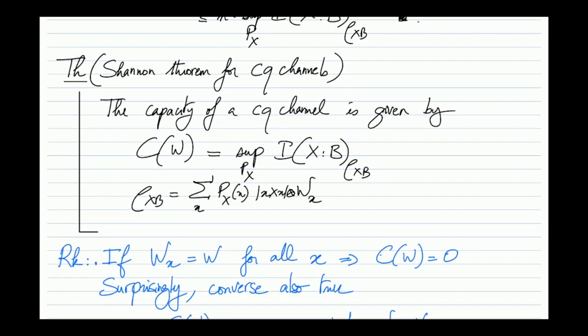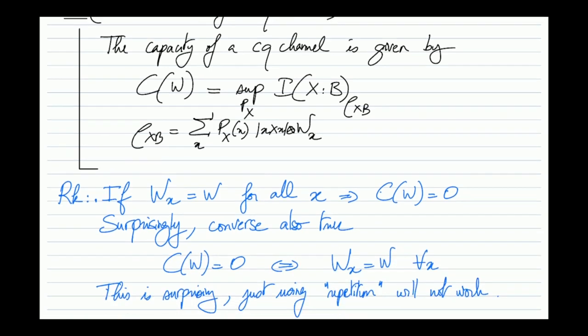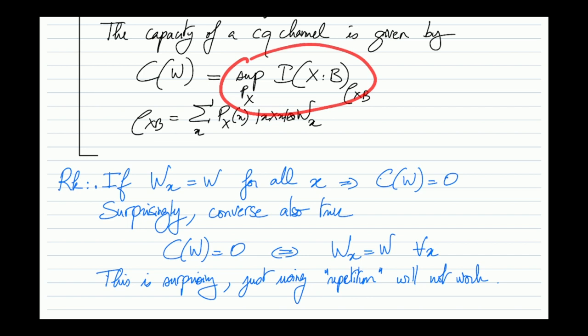Good. So if we put all of this together, I can summarize this as Shannon's theorem, if you want, for classical quantum channels. It just says that for any channel W, the capacity is given by the supremum over all probability distributions of the input of the mutual information between input and output. I should say also that this is actually a convex optimization problem, so if you have a description of a channel, you can compute this quantity efficiently. Yes?